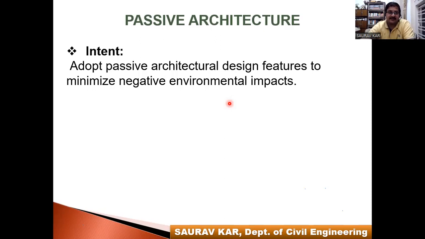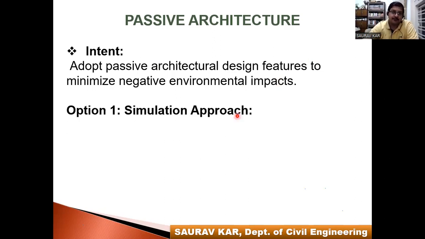That is the intent. In our IGBC guidelines, these are given in such a manner. Intent, what is our intent? Intent means the aim of this point. What is the aim under the subtext? Adopt passive architectural design to minimize negative environmental impacts. What are the negative environmental impacts you can consider? You can consider, for example, unnatural formation of CO2 in the rooms, unnatural heating also. All these can be taken. Okay.